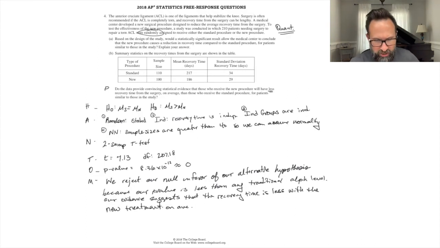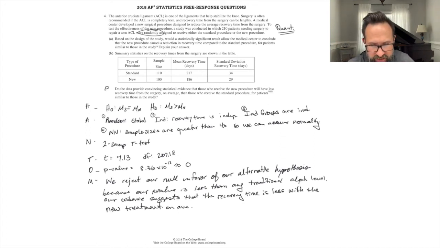Question 4, this is the one that you hope to get. This is the one that we really all want to see. This is our significance test question. This is a quantitative question. I wrote that down first thing, and then I circled random, and by the time I got to the end of the question, I knew this was going to be a 2-sample t-test.